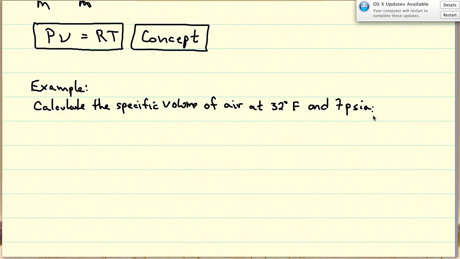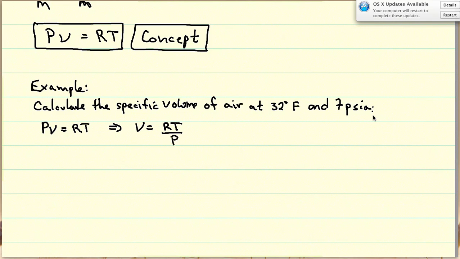Okay, so we need to calculate the specific volume at this temperature and pressure. The way that we do that is we just use the ideal gas equation, right? Pv equals RT, and so I can just algebraically manipulate this as specific volume is equal to RT divided by P, okay?